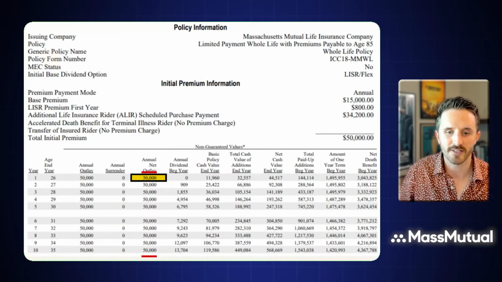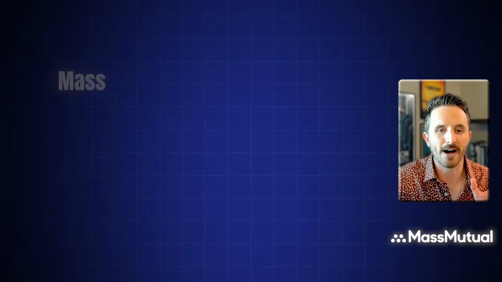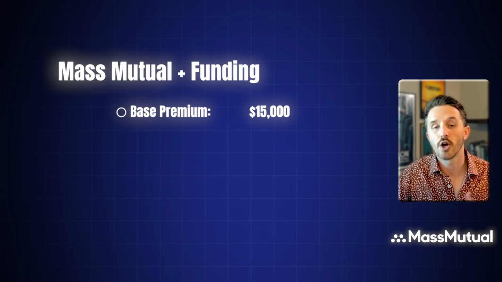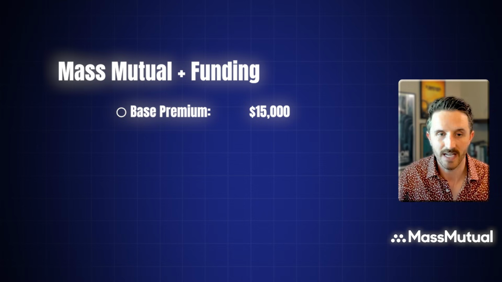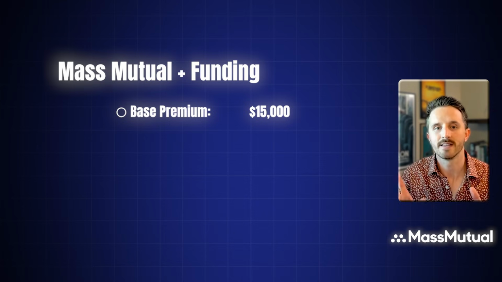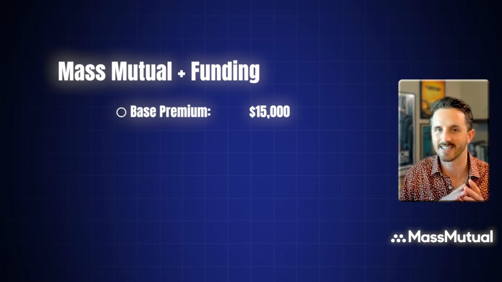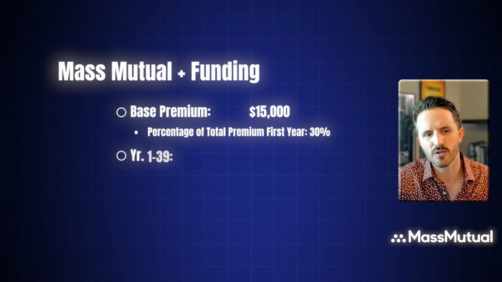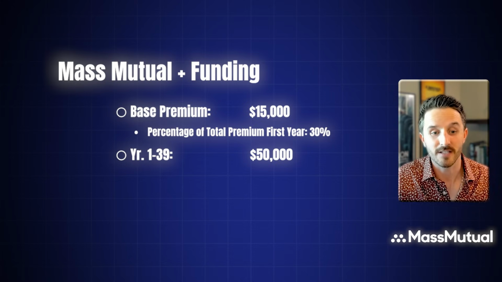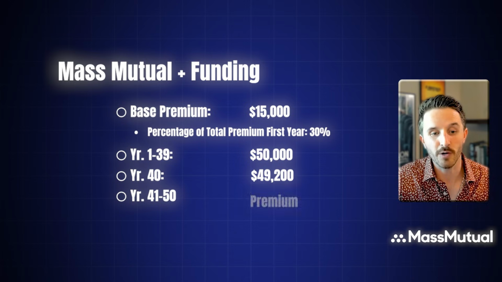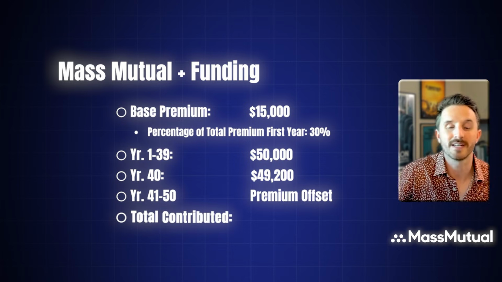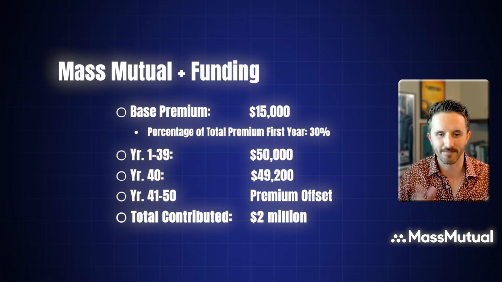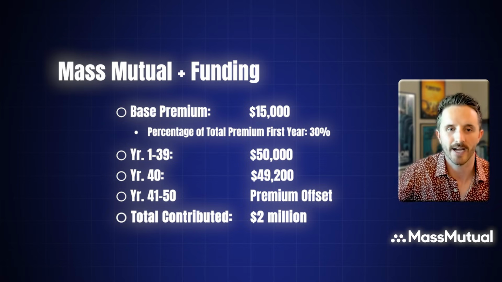Here's the Mass illustration. As you see here, $50,000 a year going straight into the policy. Now, Mass stats and funding, the base premium, $15,000. All right. So this is actually the highest total percentage of base premium across any of the carriers. And it's just one single factor among many that impacts performance. So this alone does not impact the entirety of the data for Mass. It's just one thing to be aware of. So percentage of total premium first year, 30%. Years 1 through 39, 50,000. Year 40, 49,200. Years 41 through 50, premium offset. And the total contributed is $2 million. It's actually about $800 shy of $2 million, but rather than writing that really long number out, just know it's $2 million. Okay. So that's Mass stats and funding.